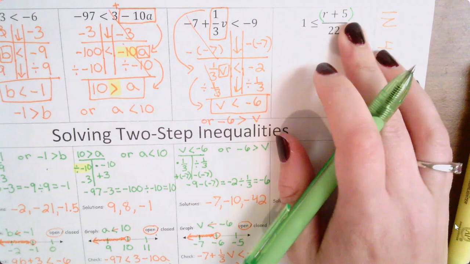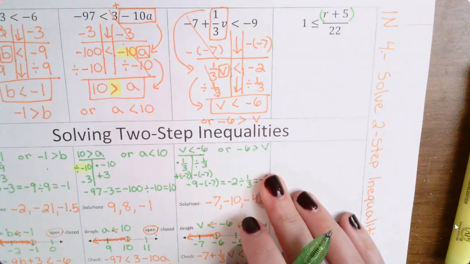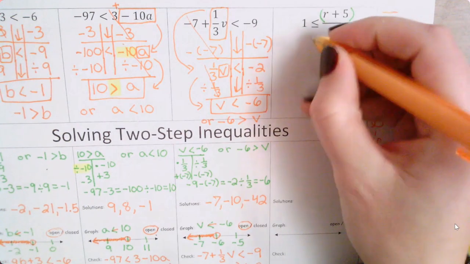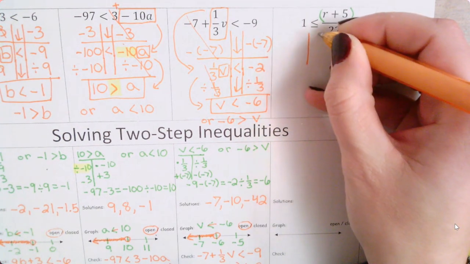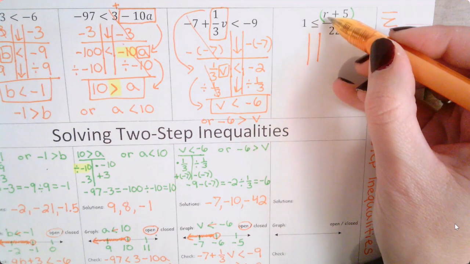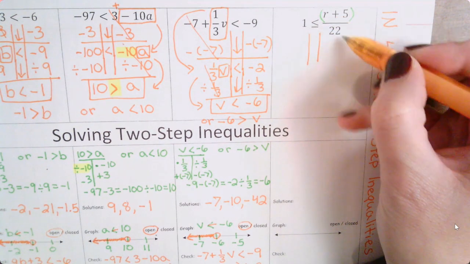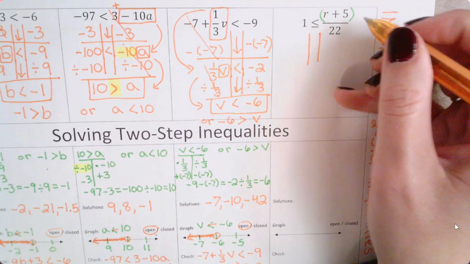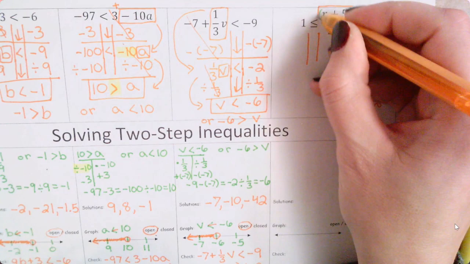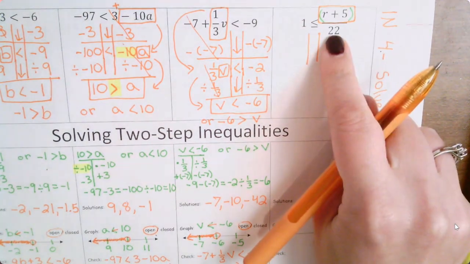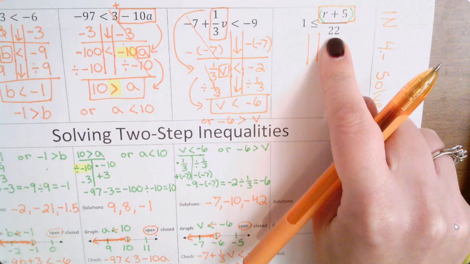I need to put parentheses around my numerator because that shows me that what is in the numerator is grouped together. So when I draw my railroad tracks and box in my variable and what's with it, I'm not trying to box in the R and the 22. They're not next to each other. The R and the 5 are grouped together in the numerator, so I'm going to box in the entire numerator. Now I'm going to want to get rid of that divide by 22.